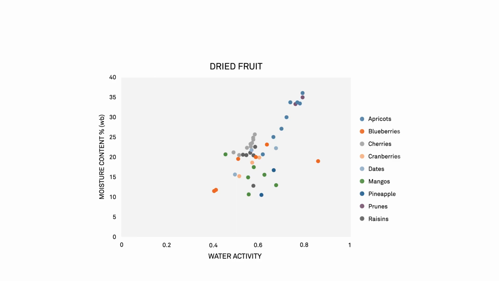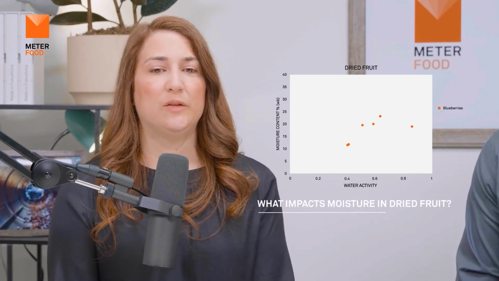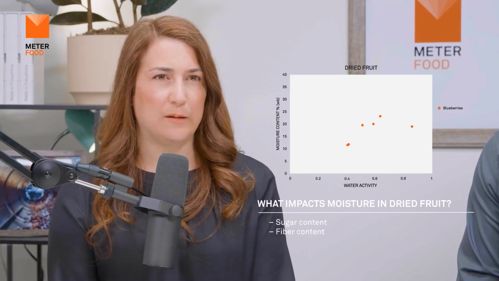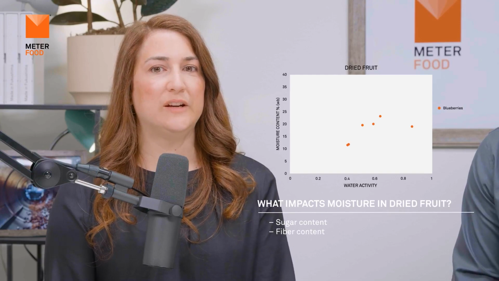Right, so there is a lot of variability between different types of fruit, but there's also quite a bit of variety within one type of fruit, and we're going to pull out the data for blueberries. We're going to focus on blueberries and almonds in this webinar and use those as our examples. Some of the variability you're going to see in the fruit has to do with the sugar and fiber content, and that could be from various things.